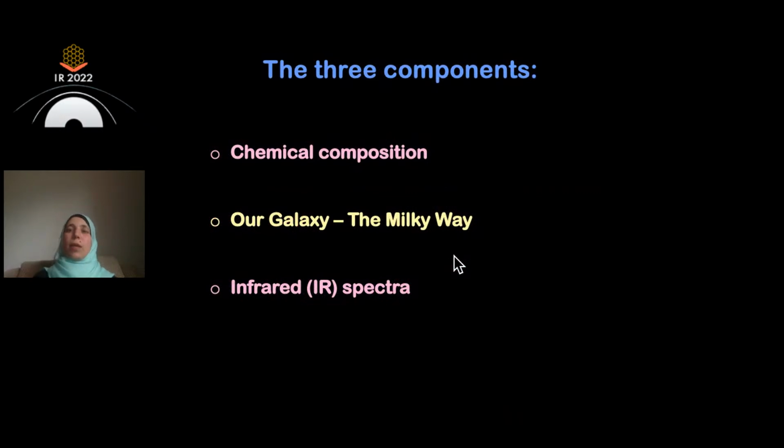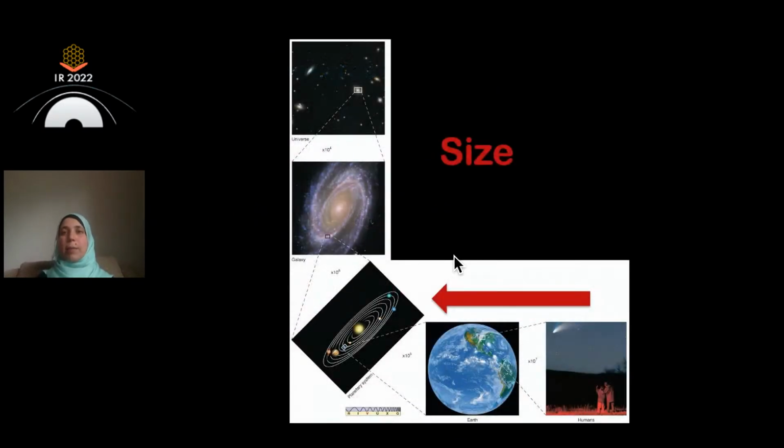Okay, so that was about the chemical composition. Now let's talk a little bit about our own galaxy, which, as we know, is called the Milky Way Galaxy. And let's try to put it in terms of scale. We are humans living on this nice planet Earth, and our planet is part of our solar system. In the solar system, we have one star, which is the Sun.